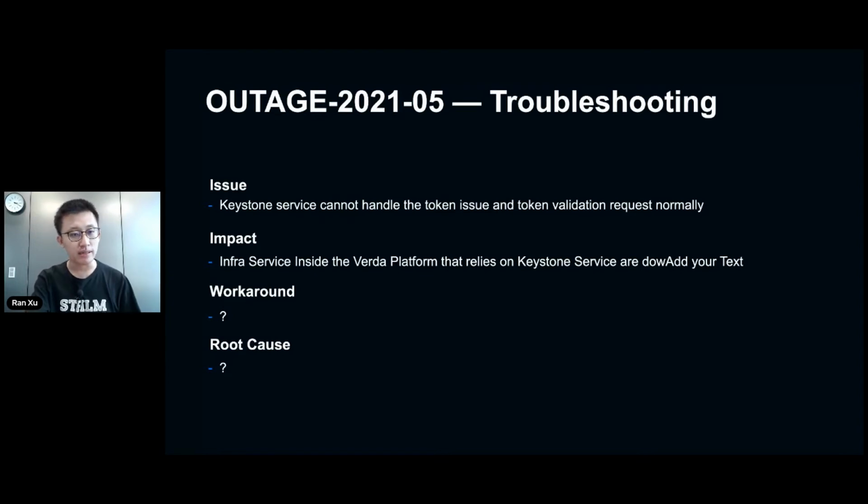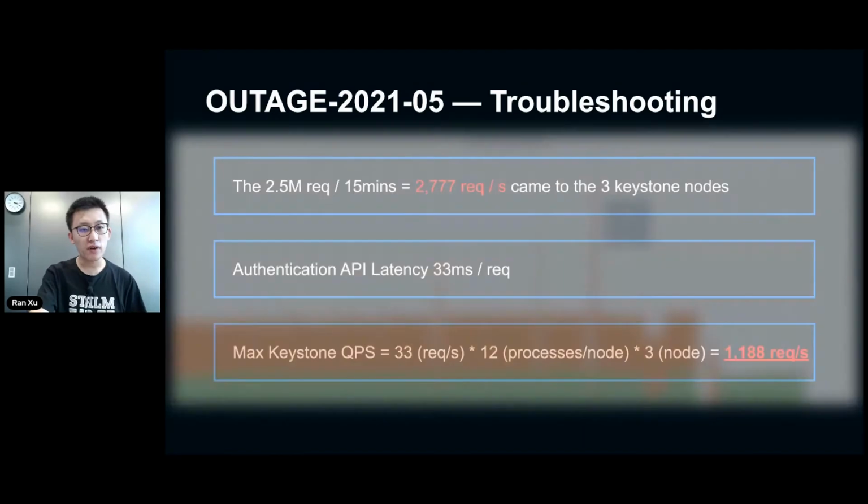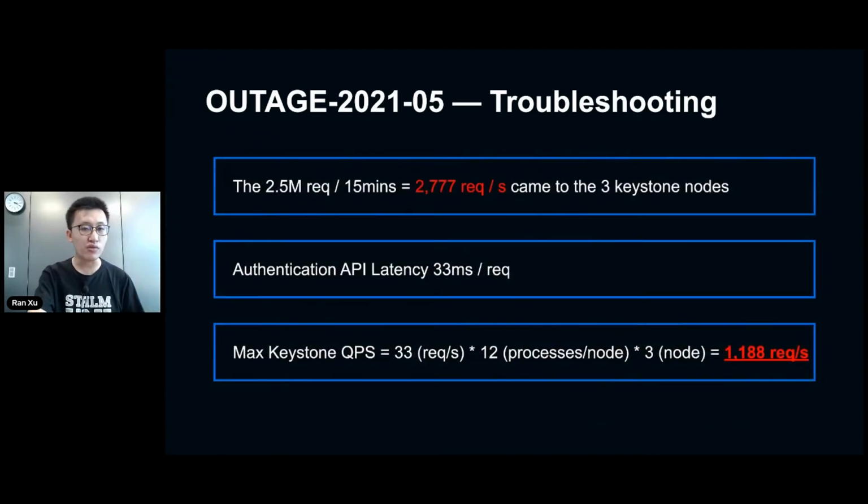But in this outage, the root cause is related to the number of concurrent requests arriving at the Keystone service at the same time. Here is some evidence we detected from the Grafana dashboard. We detected 3 points. The first one is that 20.5 million requests came to the Keystone service during the 15 minute time window. It means that the QPS of the Keystone service at that time was around 2,777 requests per second. Normally, for each authentication request, the API latency is 30 milliseconds.